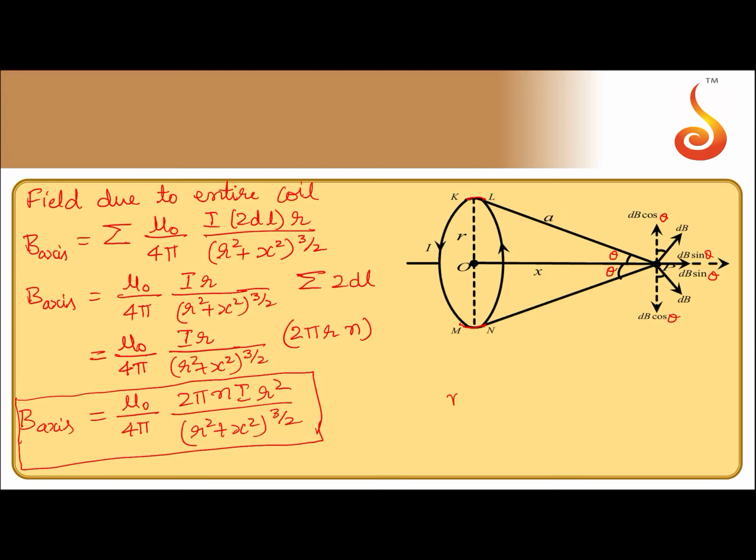If it is a loop, N is equal to 1. For a loop, N is equal to 1. For a coil, if there are N turns, you have to include N. So this is the expression for the field along the axis of a circular coil carrying current. If you want, you can simplify 4 pi, 2 pi and all. Otherwise, you can keep it as it is.